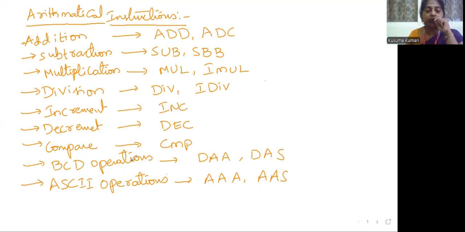Okay, BCD operations, binary coded decimal operations, that is DAA. DAA is decimal adjust after addition. Similarly, decimal adjust after subtraction. And ASCII operations, that is ASCII adjust after addition and ASCII adjust after subtraction. So these are the various instructions under the arithmetical instructions category. Now let us discuss them one by one.